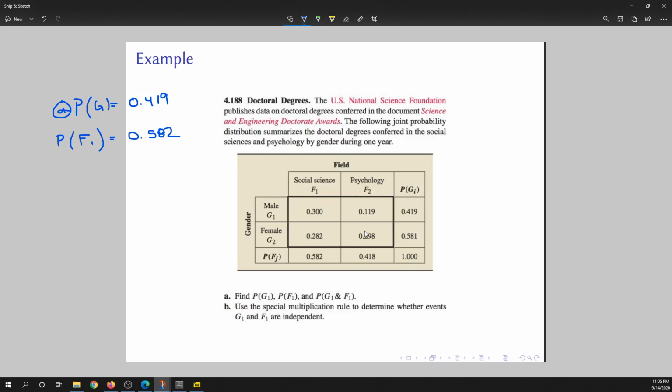All right, and then we want to know the probability of G1 and F1. That is a joint probability. So G1 is here, F1 is here, so it would be this number right in here. And this is a probability distribution, so it's just that number in there.